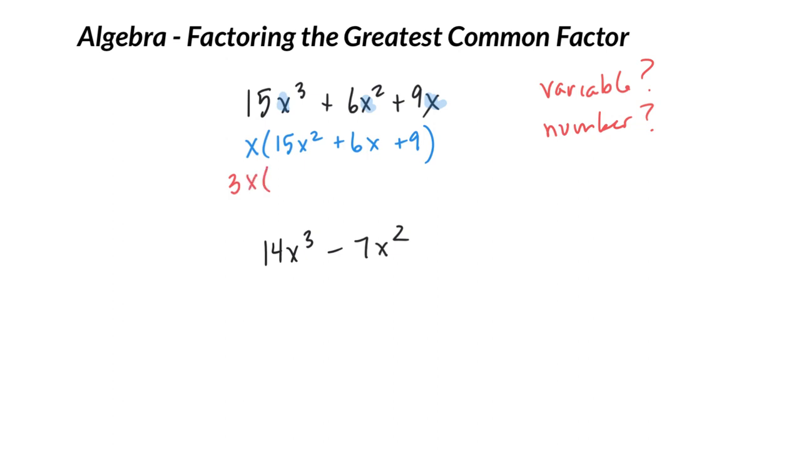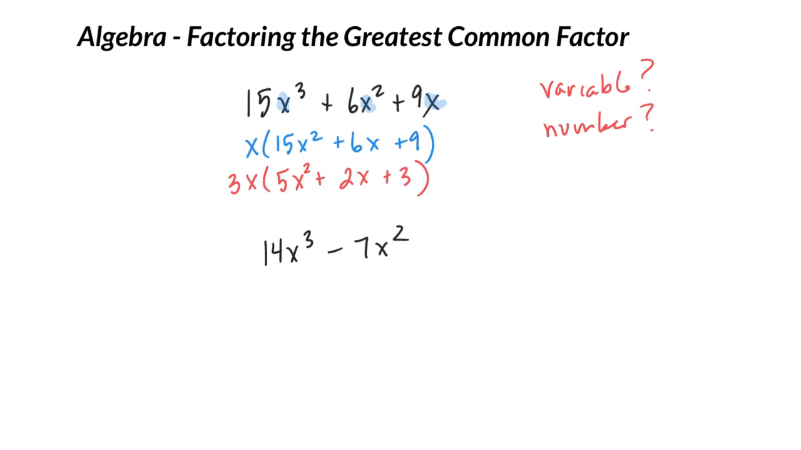So 15 divided by 3, 6 divided by 3, and 9 divided by 3. And there we are. Let's do the next one.